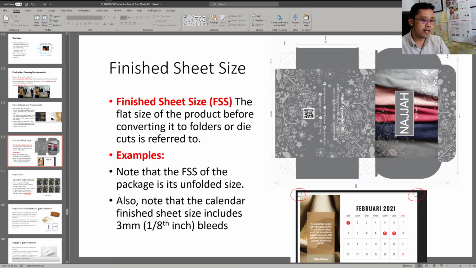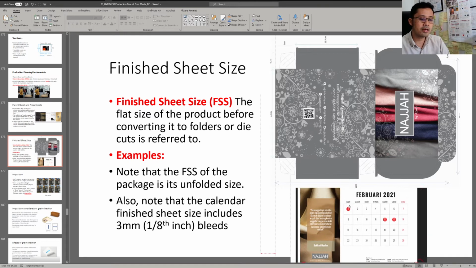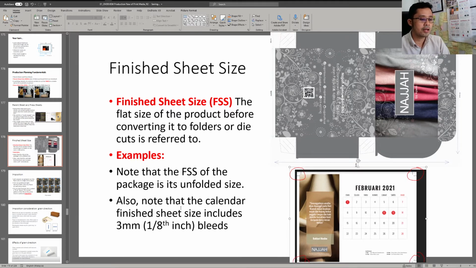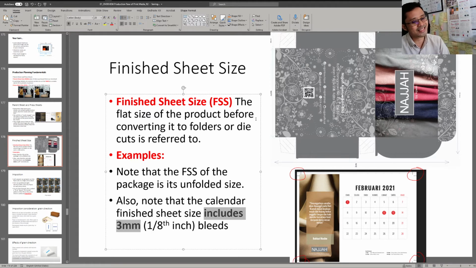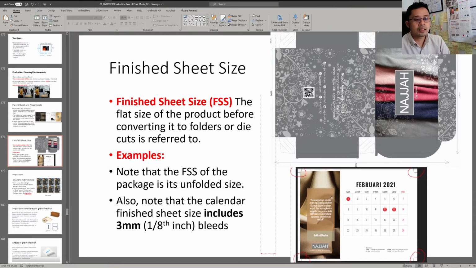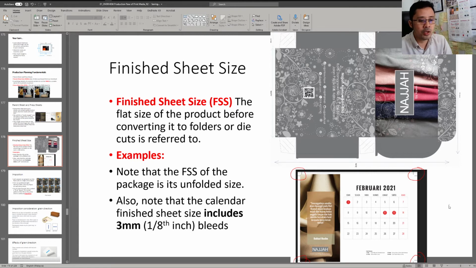Okay, also note that the calendar, this is another example here, that the calendar finish sheet size includes the 3 mm. So your finish sheet size must include the marks. Okay, tadi saya cakap half inch kan, kena include that. Barulah betul kita dapat nilai yang sebenarnya. Must include that. Okay.